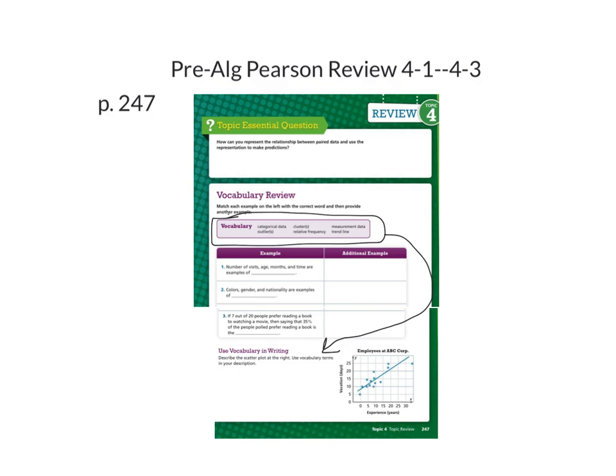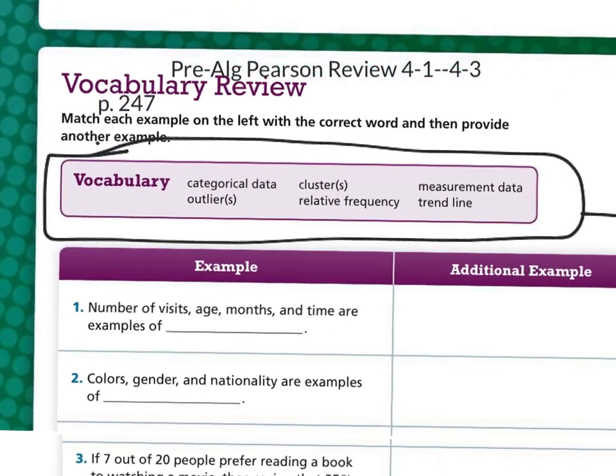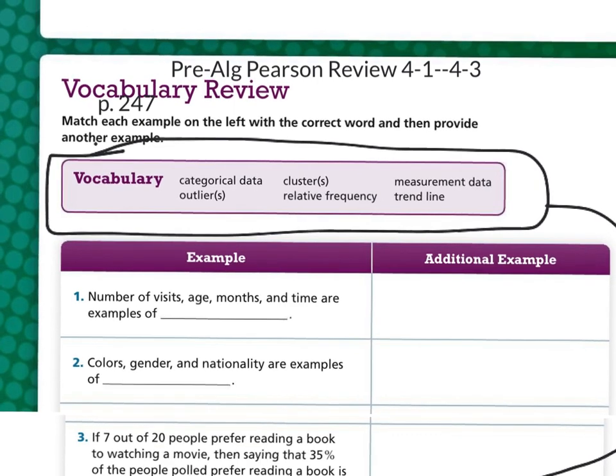Page 247, we'll just mention a little bit of vocabulary here. So a couple things to mention. We've got outliers, which are points that are quite separated from the other points on the graph. We've got clusters where we've got a bunch of points on a scatter plot, and then a trend line is something we draw kind of to get an idea of what's happening in our scatter plot.